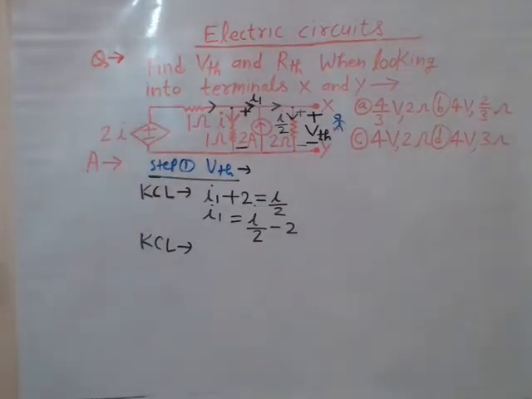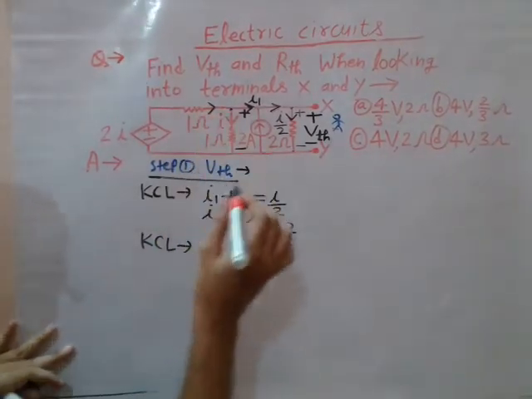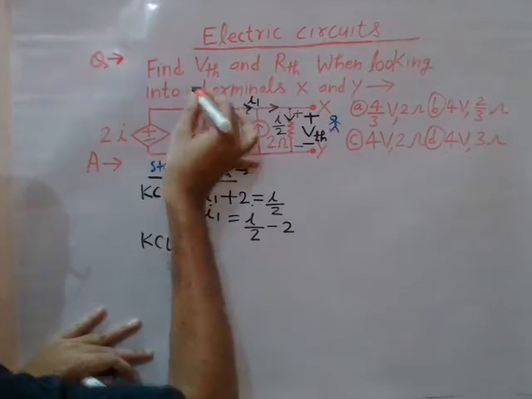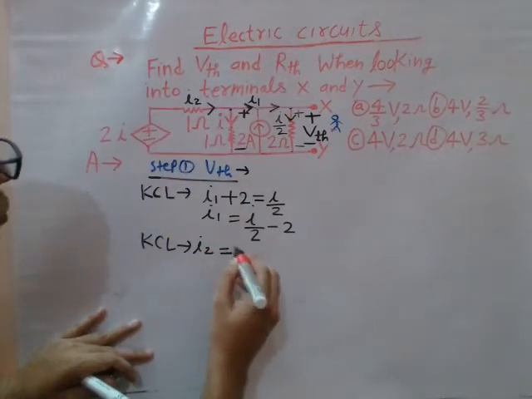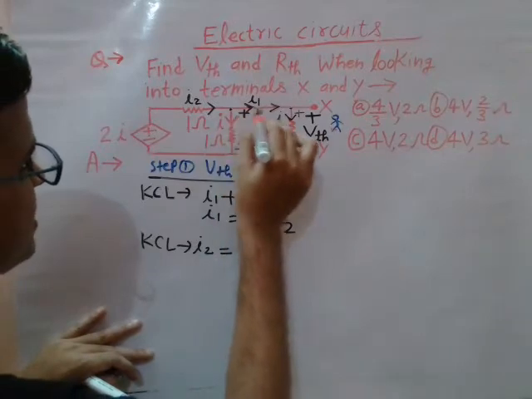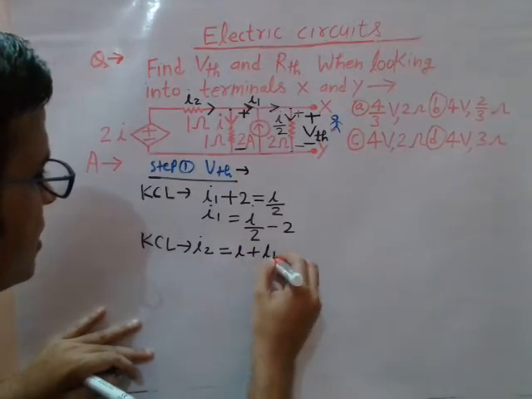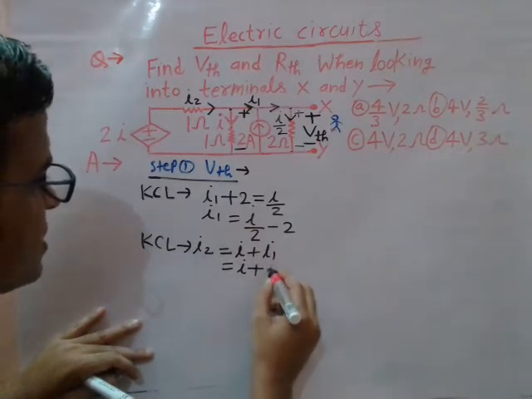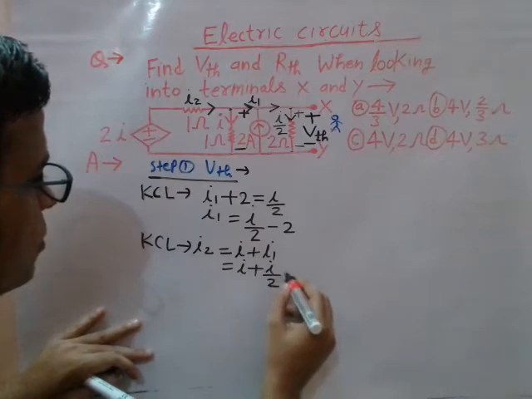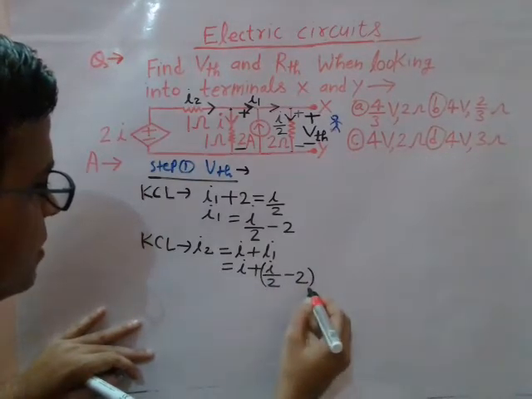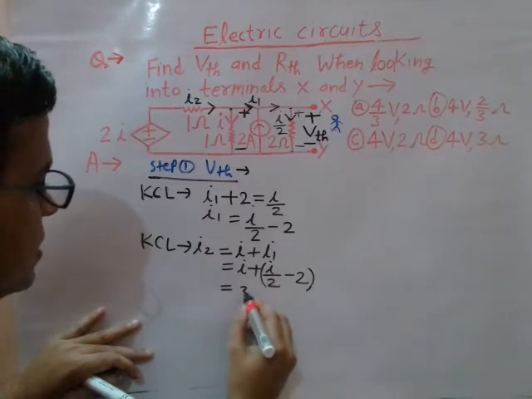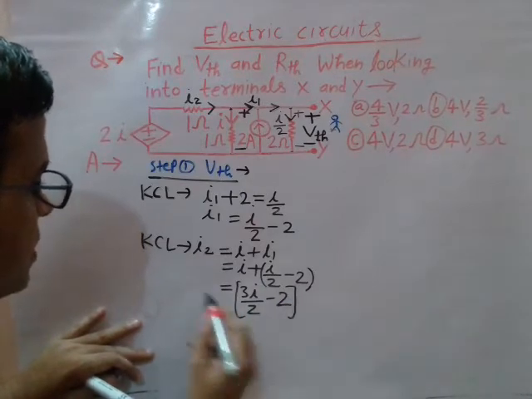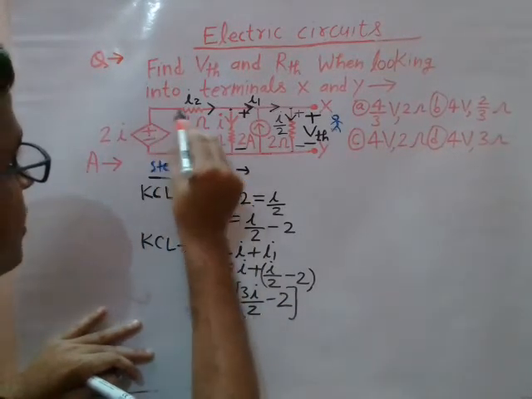So you will have to write, suppose this current is, let me call this I2, right? So I2 would be equal to I plus I1, or you can say I plus I1 is I by 2 minus 2, right? So when you calculate this, it will become 3I by 2 minus 2 is the current flowing in this particular branch, right?